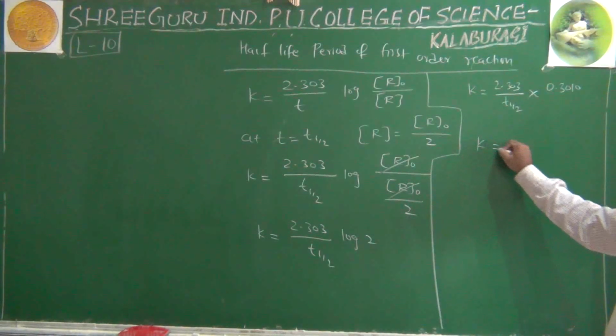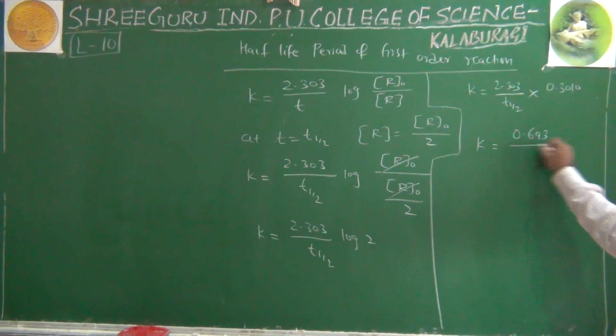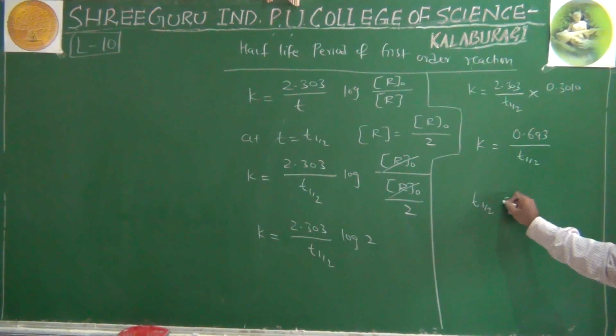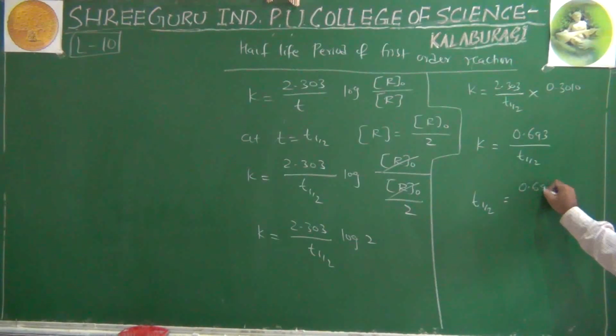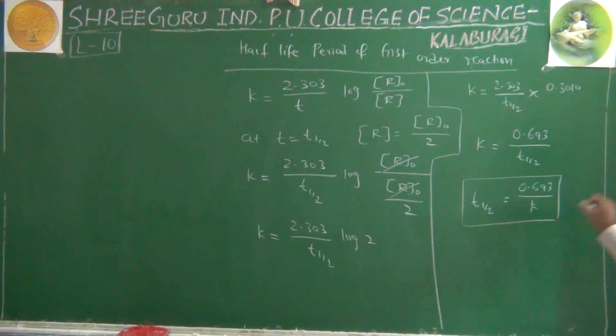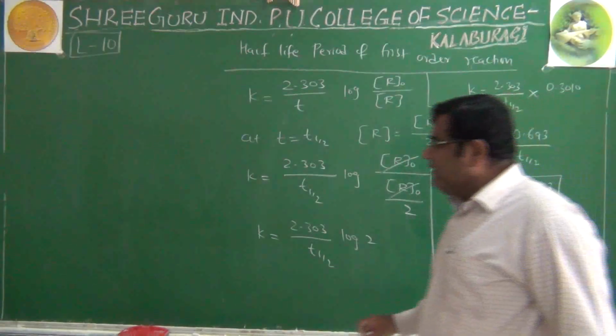So k equals, if you multiply these two numbers, 0.693 by t half, and that's why t half is equal to 0.693 by k. This is the equation which we get after substituting the values t equal to t half and R equals R0 by 2.